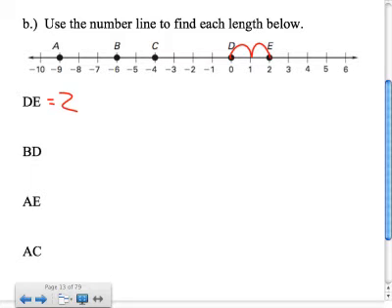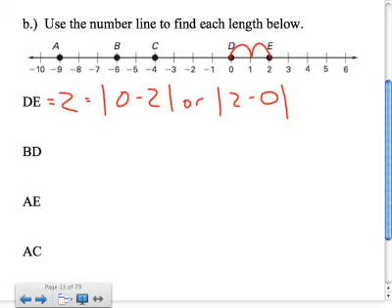Or what you probably want to do is understand that the length of DE is actually the absolute value of 0 minus 2, or you could say the absolute value of 2 minus 0. Either way, you're going to end up with 2. If I look at BD, the length of BD, well again, B is -6, D is 0, so it's the absolute value of -6 minus 0, which is the absolute value of -6, which we know is +6.